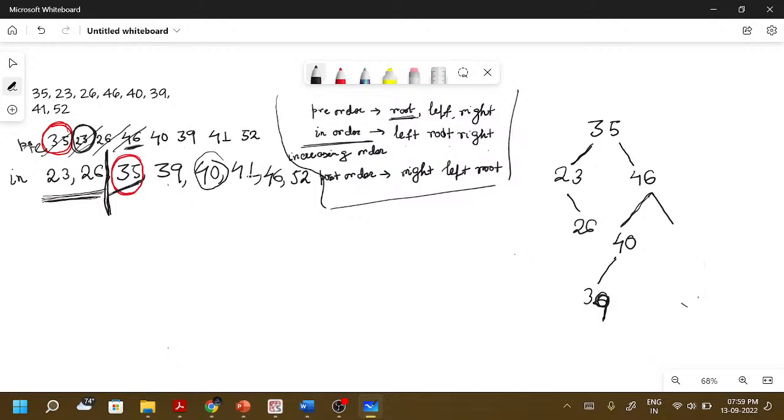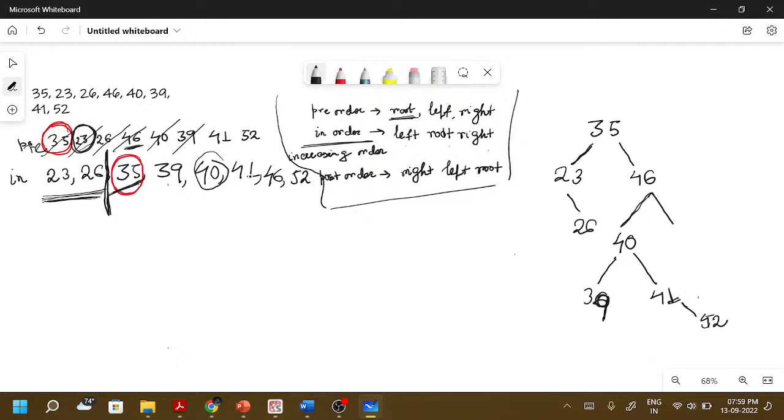Then after that, if 40 is a root, I'm going to the left, then my right. So 41 will be to the right of 40. And 52 to the right of 46. Wait, one second. See, I have considered 40, 39 is done. 39 is a leaf. Then from 40 again, 40 is a root, so 41 to the right. 52, 46 is already done.